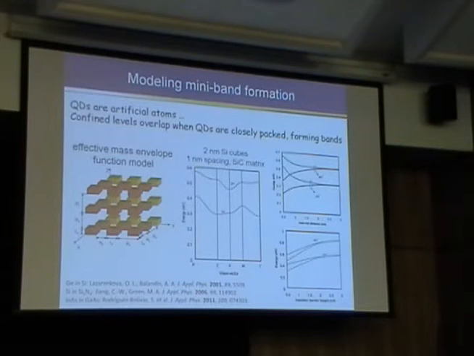You're going to make mini bands in this case, not normal bands with normal bandwidths of an electron volt or 2, but mini bands with a bandwidth of 0.1 electron volts. So here's the kind of model that they did.